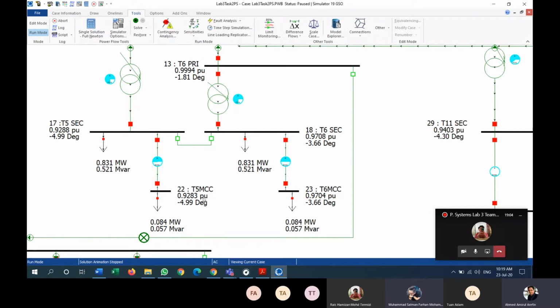Improve efficiency. Improve efficiency of what? Which device? Generator, I'm not sure.